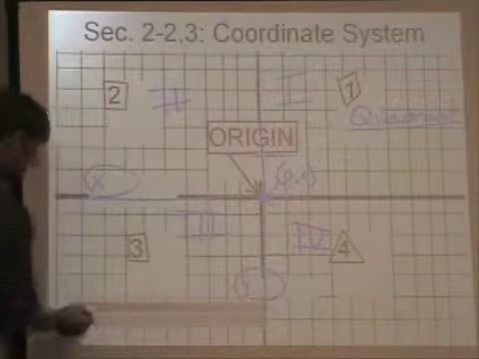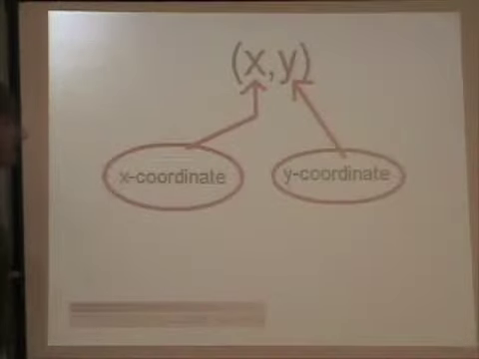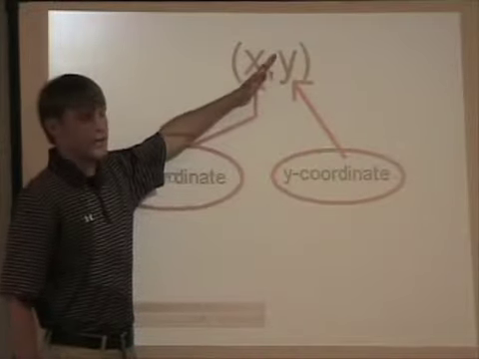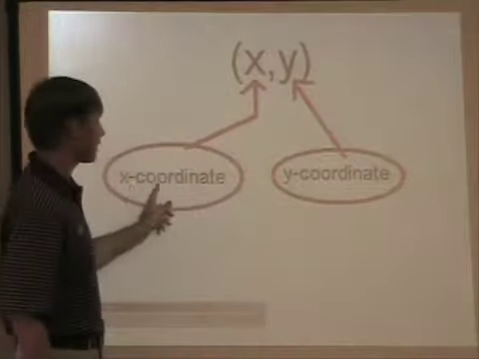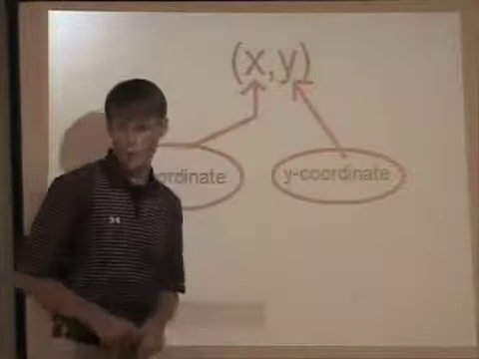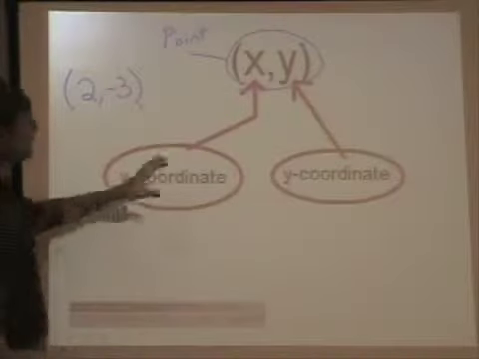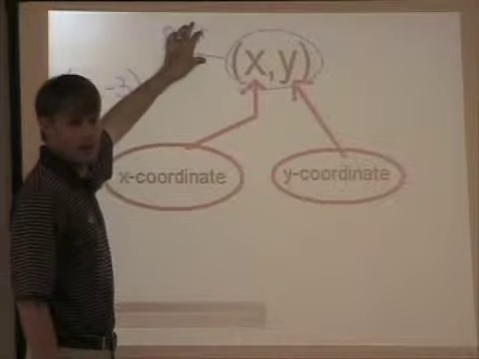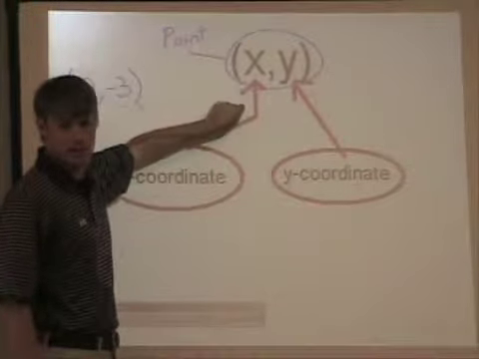Now, let's look here. Y'all please copy this. The first number in a point is called the x-coordinate, and the second one is the y-coordinate. Now remember, this is just a what? A point on the coordinate plane. It's just one of the spots.